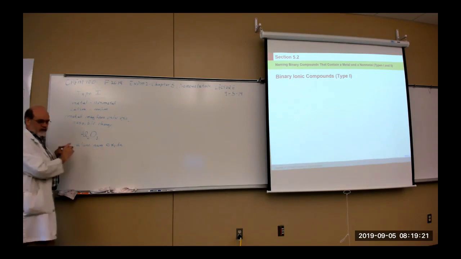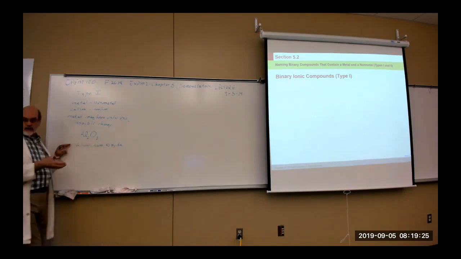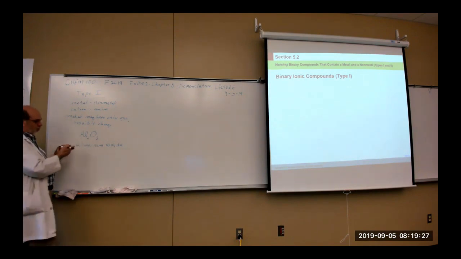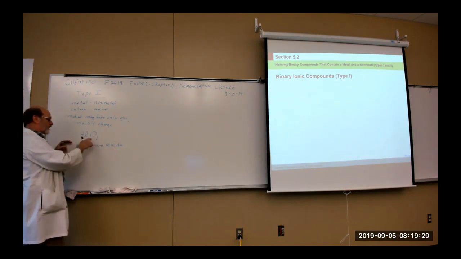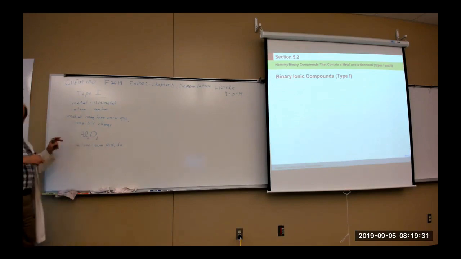We know aluminum has a 3 plus charge always. We know oxygen always has a 2 minus charge. So when you combine them, they can only occur in that ratio, right? So we can go backwards and forwards with no mistakes.